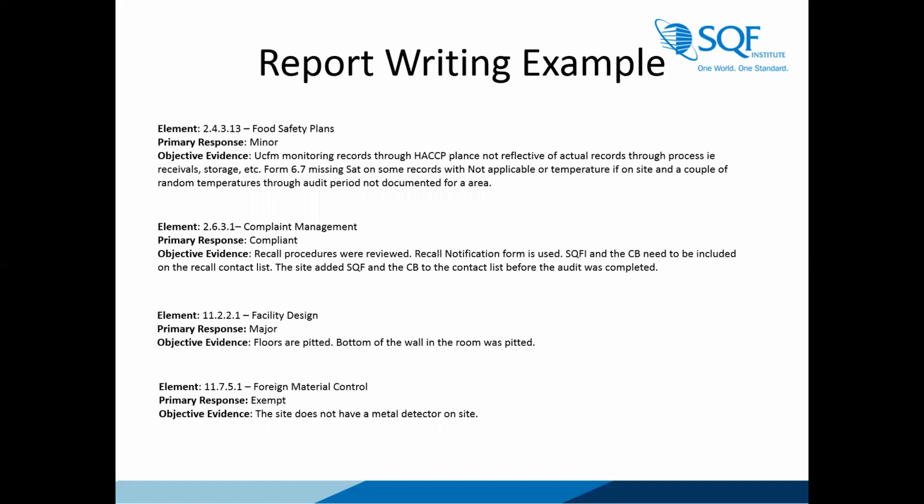We have 3 levels of nonconformance: minor, major, and critical. And then we have obviously 1 level of compliance, which is just compliant. So the first example is regarding written food safety plans. And the objective evidence, if you can read it, actually just absolutely makes no sense. It's vague, there are misspellings, it's incomplete.